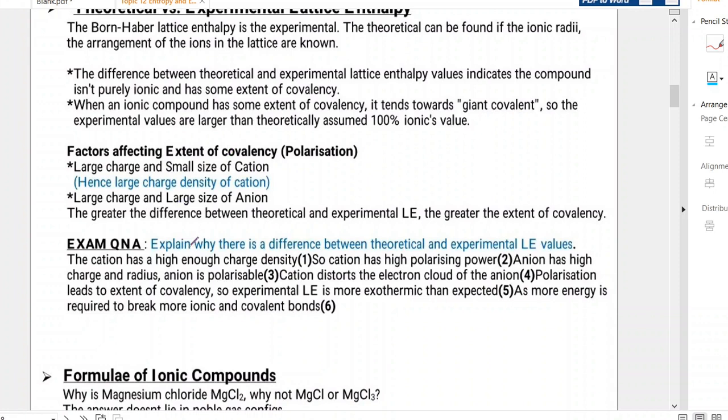Ignore that. So large charge and small size, large charge density of the cation, the greater the polarizing power. Large size and large charge. So in case of anions, we are not having a large charge density anion. We have both large charge and large size.